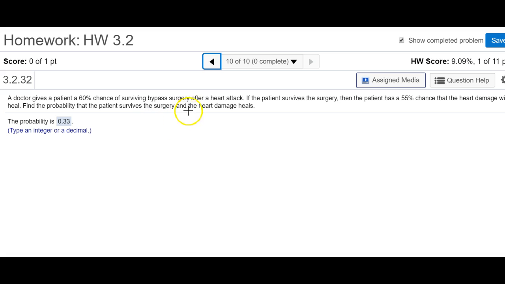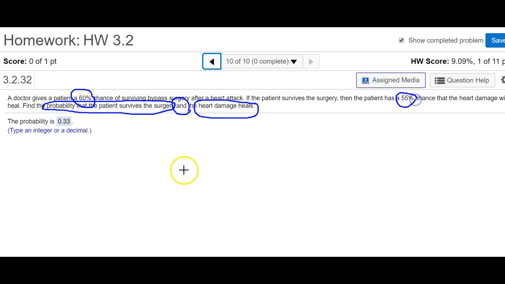So here when I see the word and, I know I am multiplying. Multiplying what? Probability that the patient survives the surgery times probability of the heart damage healing. So probability of the patient surviving is 60%. Probability of healing is 55%. So 0.6 times 0.55 gives you 0.33. Okay? Perfect.